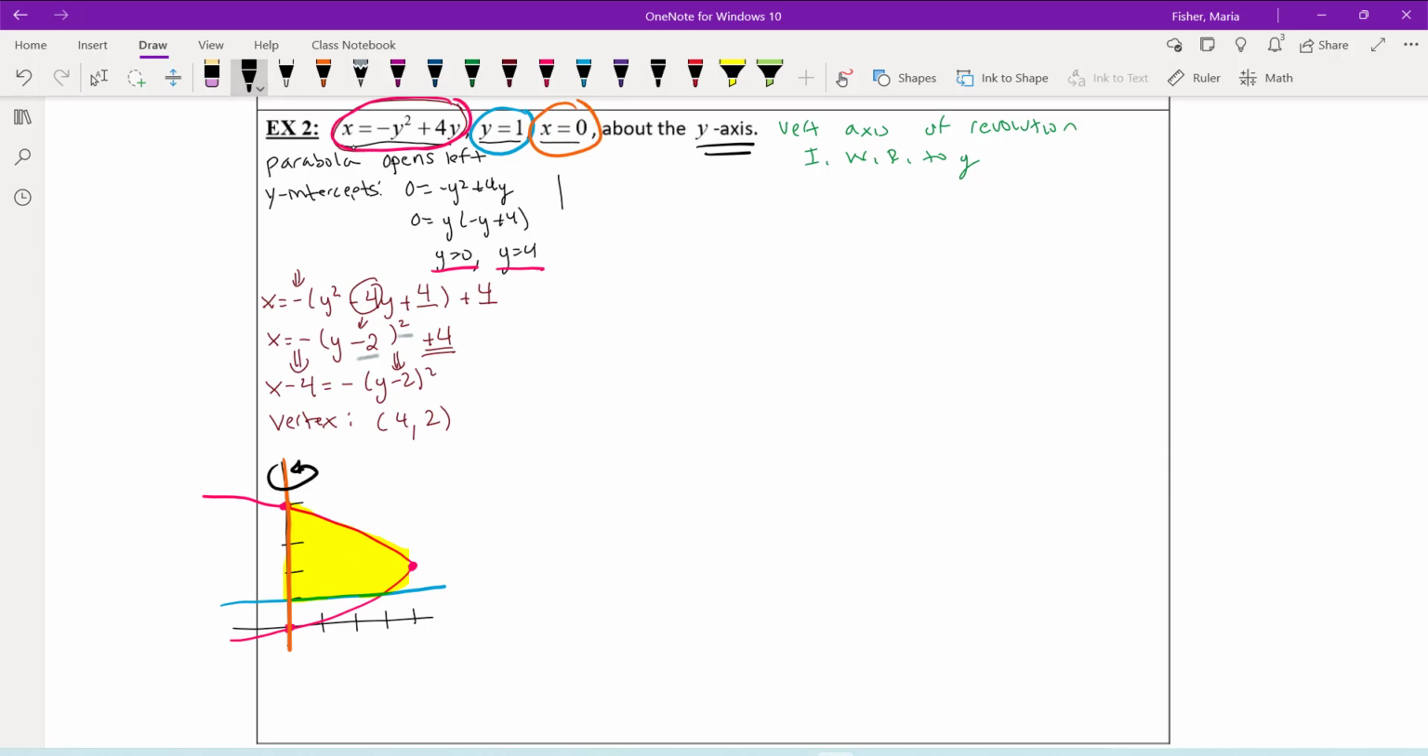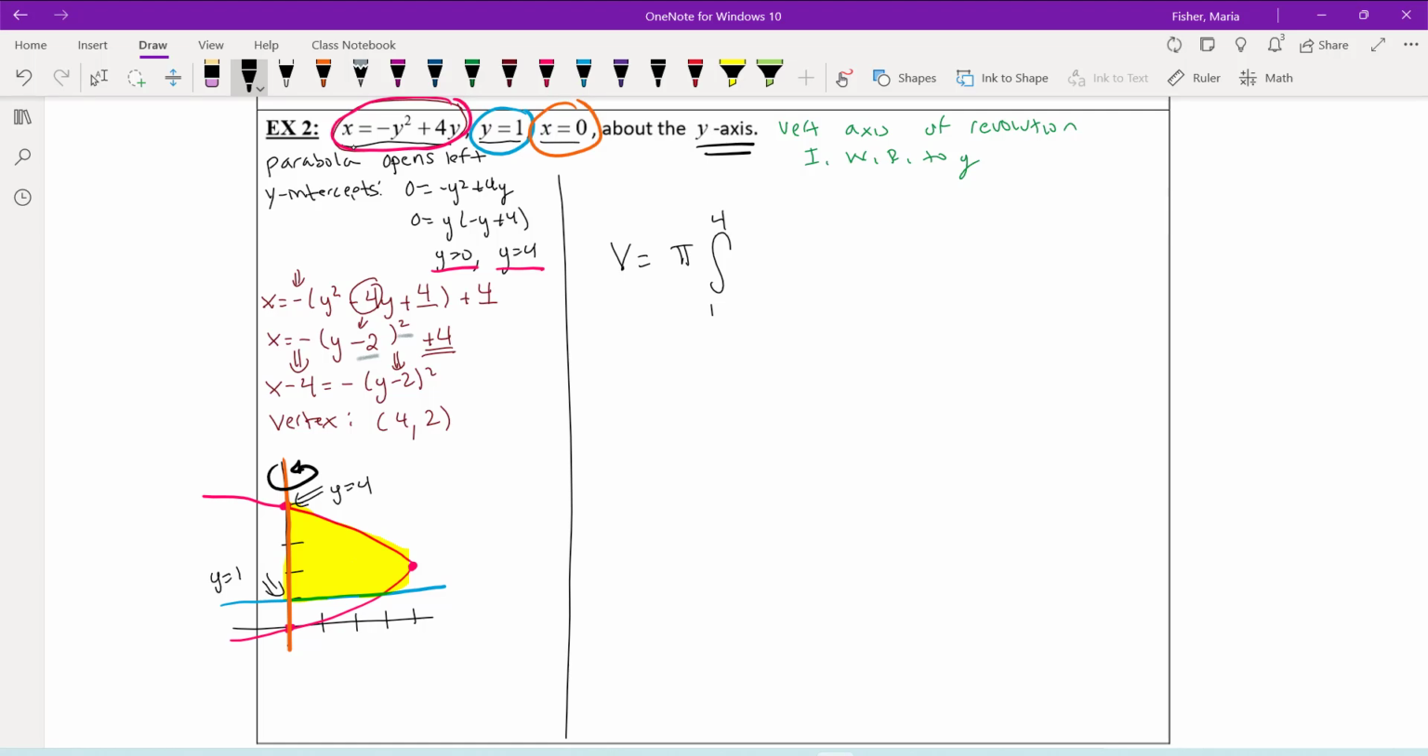I need to look at this and determine what my limits of integration are and what my radius is. So I have V equals pi times the integral. Well, can I see the limits of integration? Do I see what my smallest y value for this yellow region is, and what my largest y value is? Absolutely. My smallest y value is y equals 1, and my largest y value is y equals 4. So I have to go from 1 to 4 of radius squared.